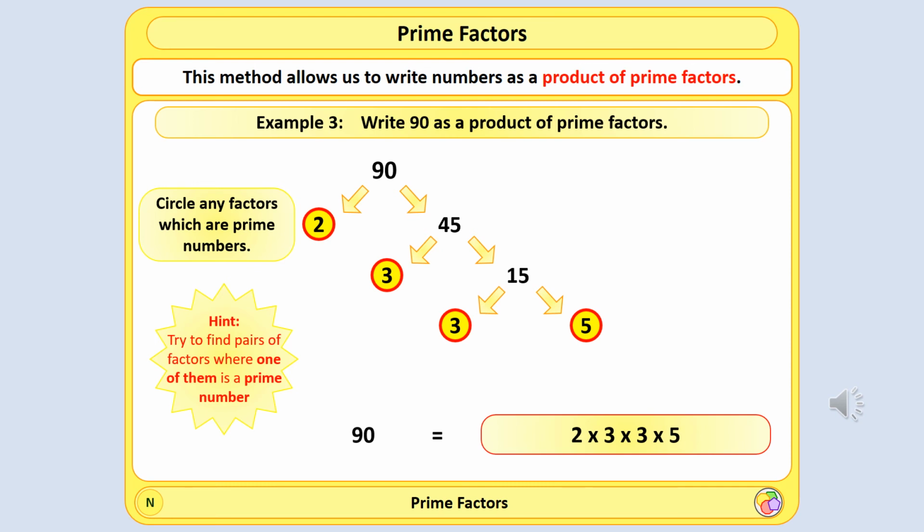I can check that by thinking in my head. 2 times 3 is 6, times that by 3 is 18, times that by 5 is 90.